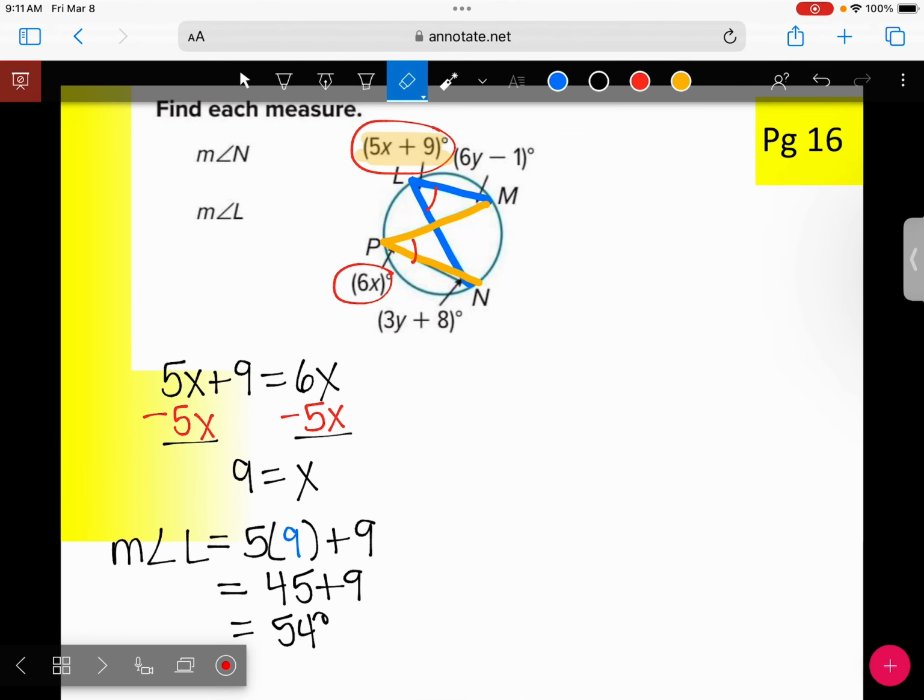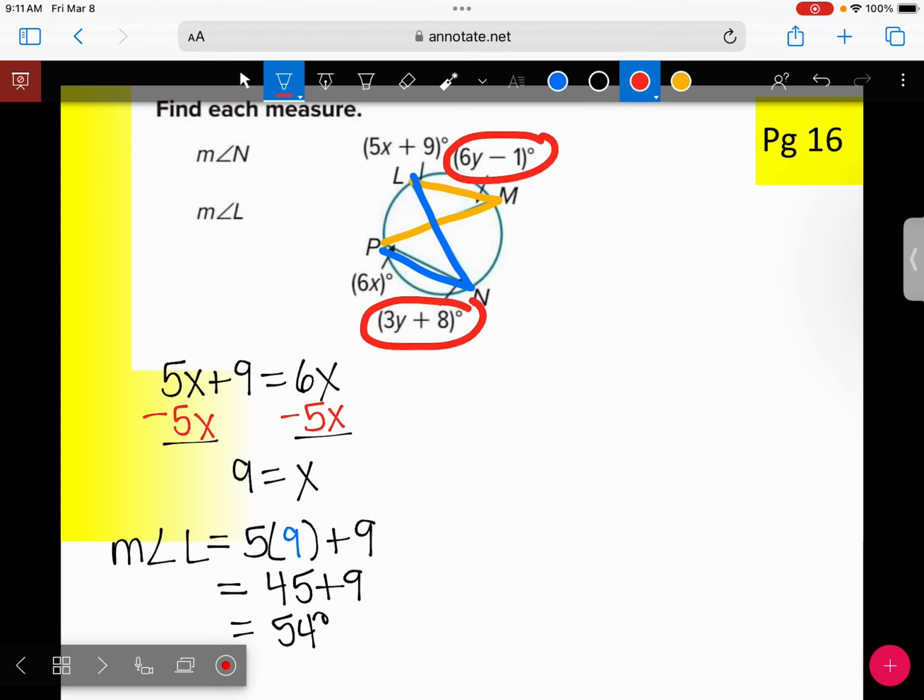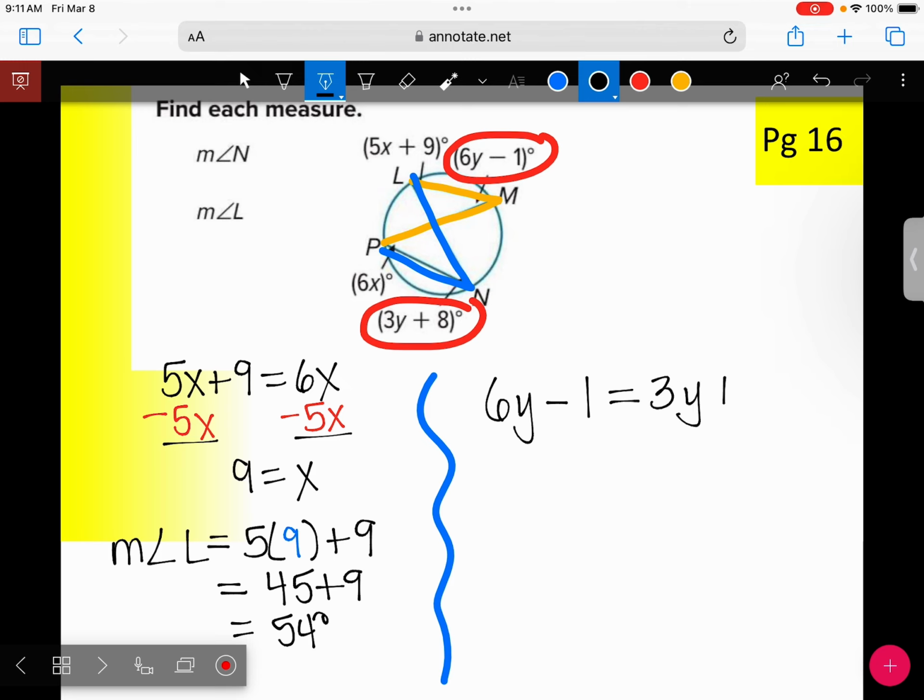All right, so now let's do the same thing for the measure of angle N. So for the measure of angle N, we know that this angle is congruent to this angle. So I want you to pick up your, well, we have to start by setting these two equal to each other. So we're going to set 6y minus 1 equal to 3y plus 8. Let's go ahead and solve that.